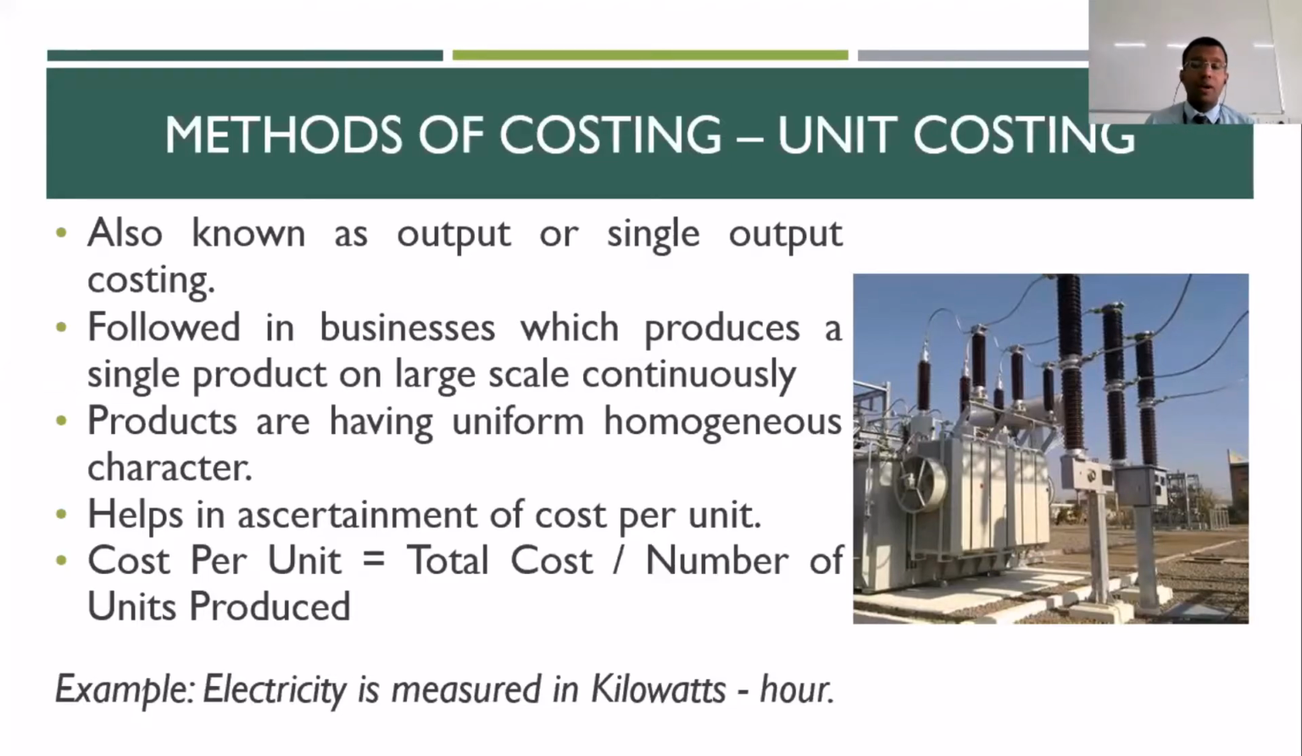So here, you will have to determine the cost per unit. The formula in the case of unit costing is very simple. You calculate your total cost, you divide it by the number of units produced, and you get the cost per unit. So it is used in industries and businesses where the output is continuous in nature, the product is homogeneous in nature, and you go for a large-scale production.